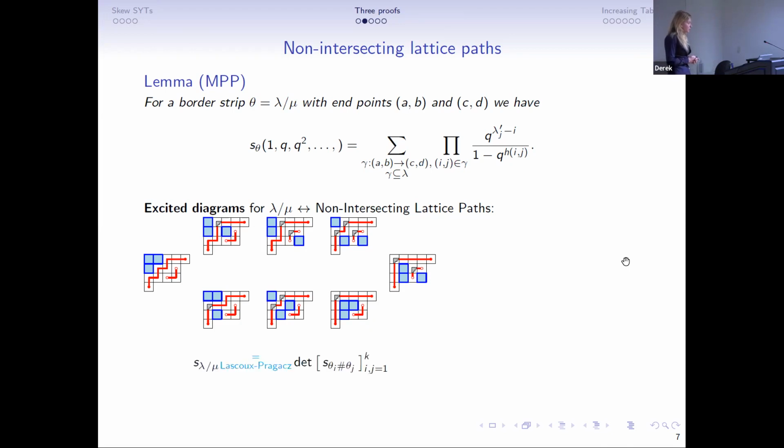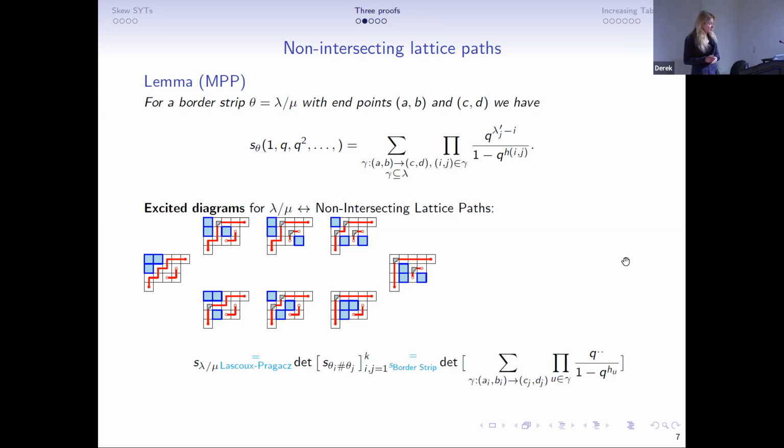And now we can put the two things together. We use the special case of the Lascoux-Pragacz identity, but this is generalized. This is what the Hamel-Goulden paper actually generalized. So here is the special case of the Hamel-Goulden identity. And we write the skew Schur function as a determinant of these ribbon-shaped Schur functions. Then we insert these formulas for the border strips. So we actually have a determinant.